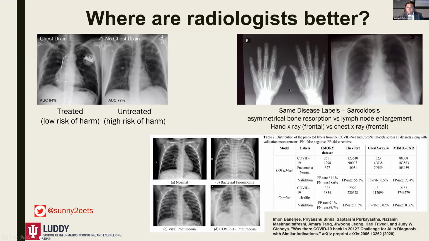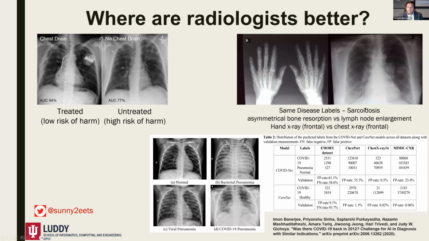Another example I want to highlight is where the disease labels are the same. So the idea that a pathology has to be identified is important. So the same disease may appear in different parts of the body, and in very different modalities. So this is a chest X-ray, this is a hand X-ray. We're talking about sarcoidosis, which is lymph enlargement that you can see in a chest X-ray, and that's how you would identify the disease. Or you'd see different kinds of resorption on asymmetrical bones. Like some bones would have higher resorption, others will have less, but the labels are the same.